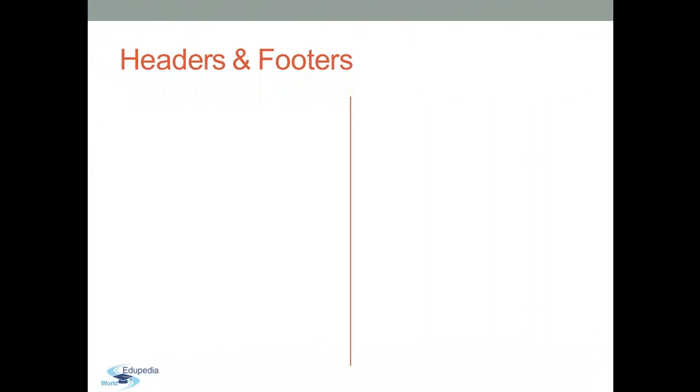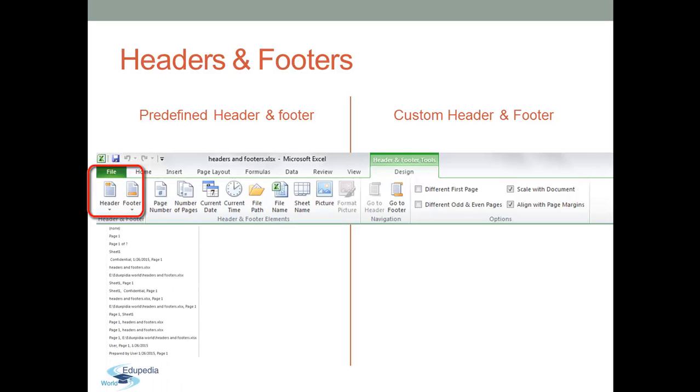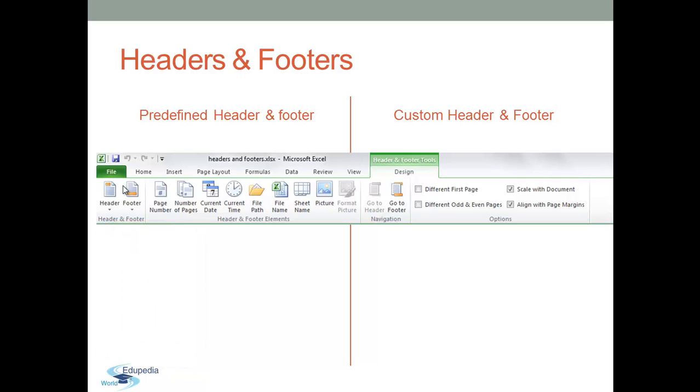There are two other ways to add data to headers or footers. Instead of manually typing the information, you can select from predefined headers and footers. You can select from drop-down menus to create a standard header and footer text. You can also create a custom header or footer.